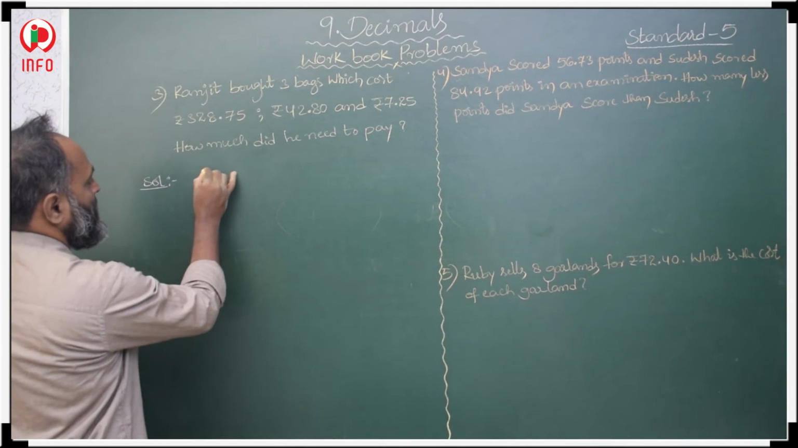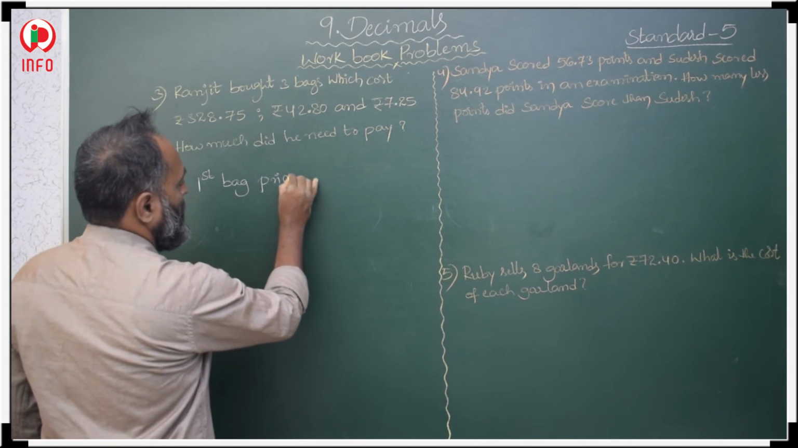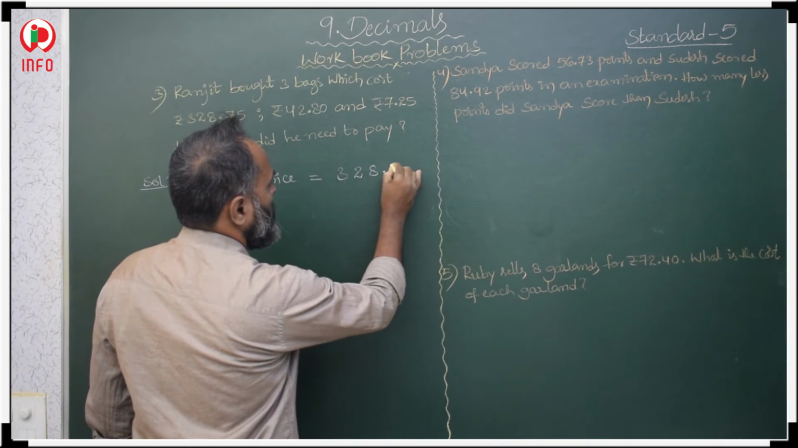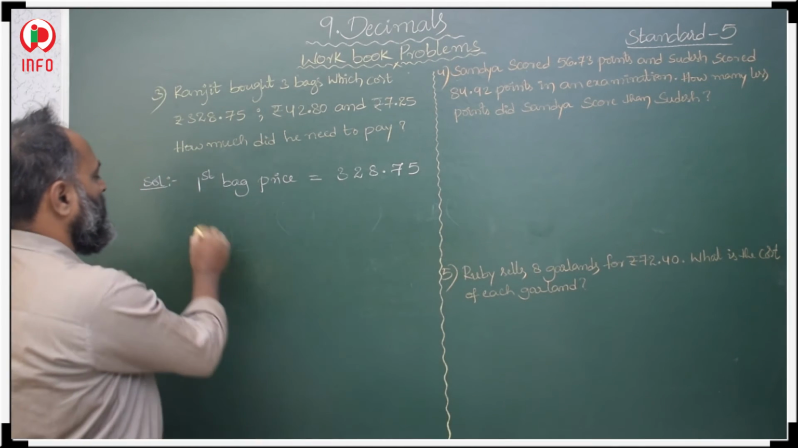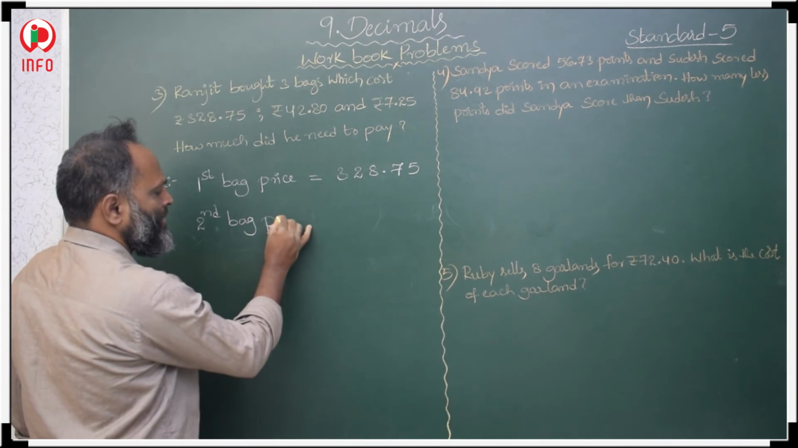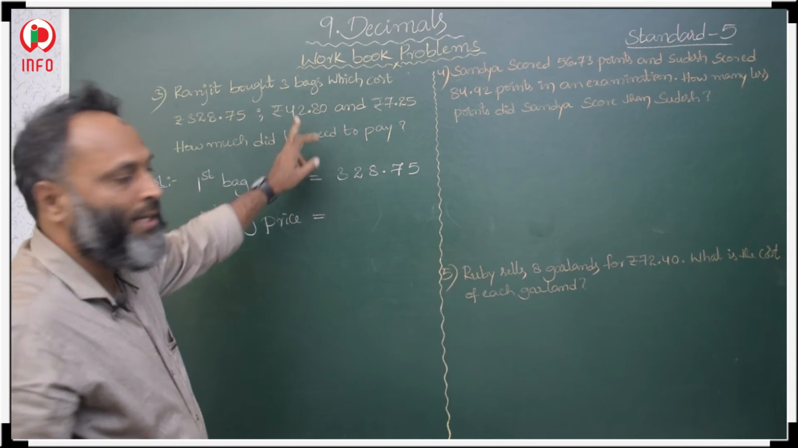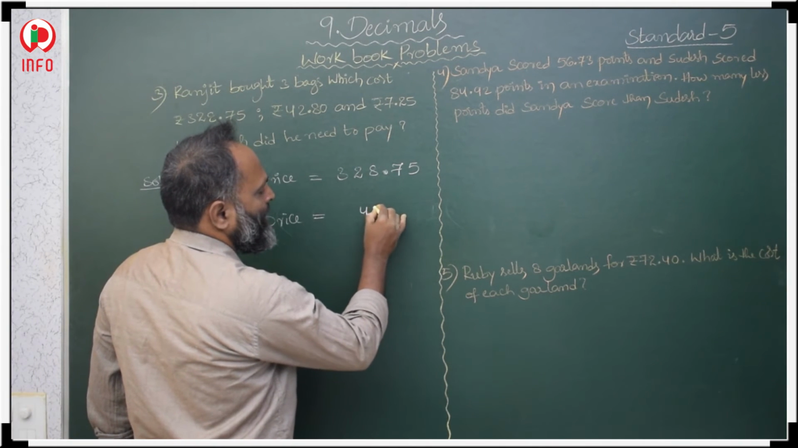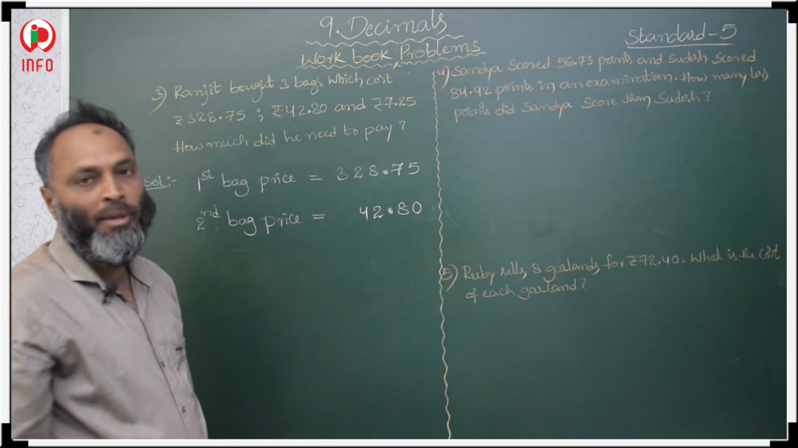First bag price. What is the first bag price? 328 rupees 75 paisa. Then the second bag price. What is the second bag price? 42.80. First the decimal point here, 42, 4 tens and 2 ones, 42.80. This is the second bag price.